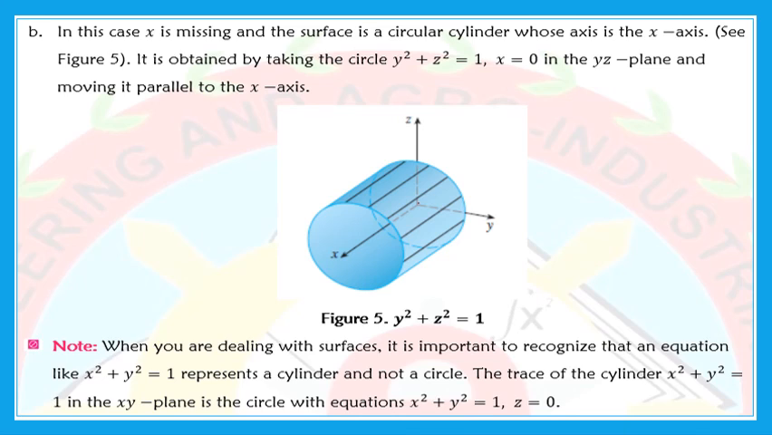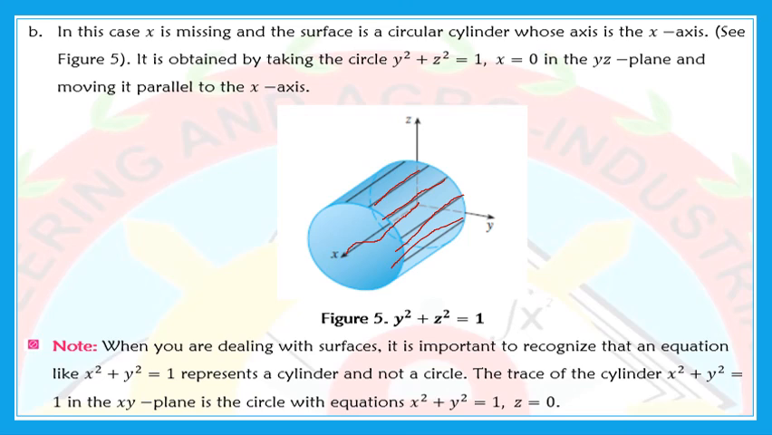since yung given natin na surface, ang missing na variable is x, which means ang rulings ng graph natin class is parallel siya dito sa x-axis. So, kung mapapansin ninyo, yan yung mga rulings natin. This is a formula of a circle. Etong nabuo na circular cylinder, lahat yan mga circles na ang formula is y squared plus z squared equals 1. And then, ang axis niya is the x-axis. Ibig sabihin, dito siya mag-revolve kay x-axis.